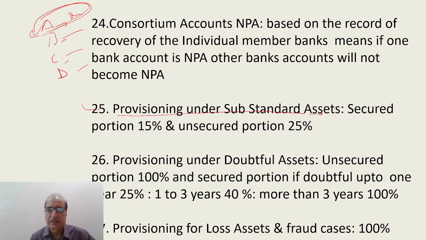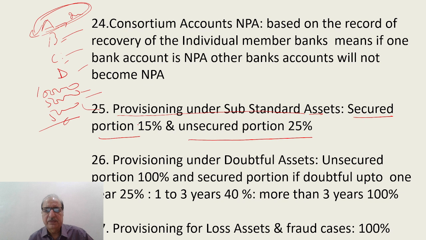Now how much provision has to be made? Provision under substandard assets: secured 15%, unsecured portion 25%. Means if an outstanding is 1 lakh, which is secured by 50,000 and unsecured 50,000, then how much provision will be charged? On 50,000, 15%, that means 7,500, and on another 50,000, 12,500. So that is what is charged under substandard asset. So provision under substandard asset, how much? Secured portion 15% and unsecured portion 25%. So are you clear about it?